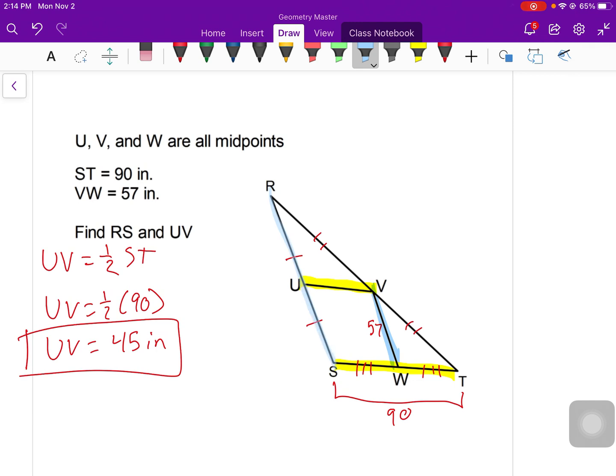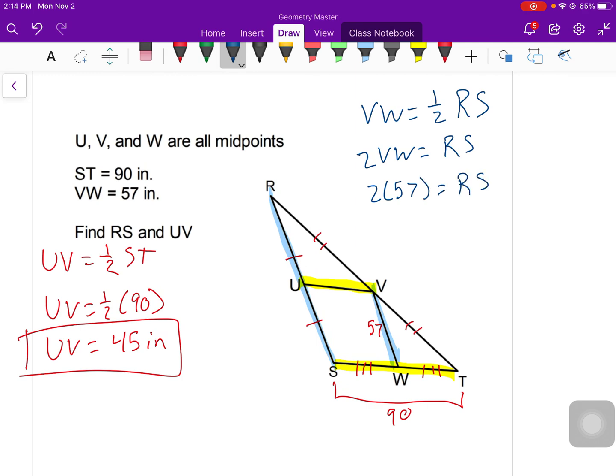that has to do with this one. You could set it up as VW equals 1/2 of RS and plug in what you know, or you could set 2 times VW equals RS. Okay, they're the same thing, and either way you're going to end up having to do 2 times 57 is equal to RS to get 114 inches as the length of segment RS.